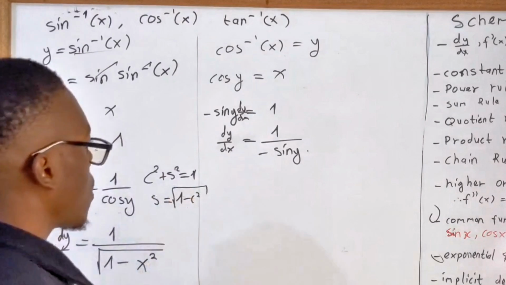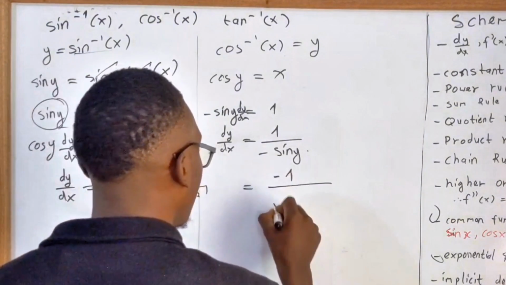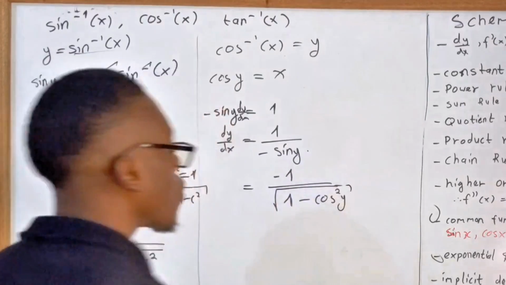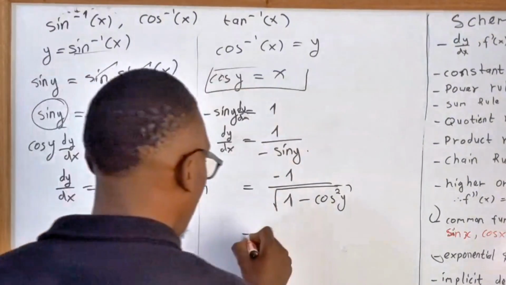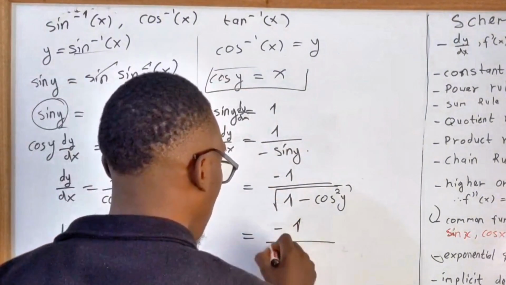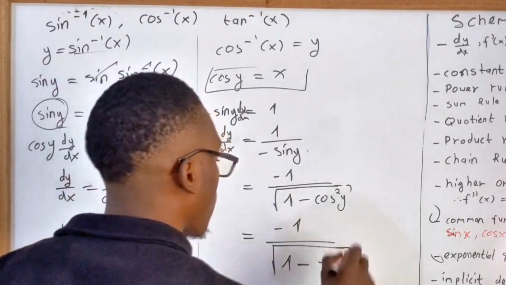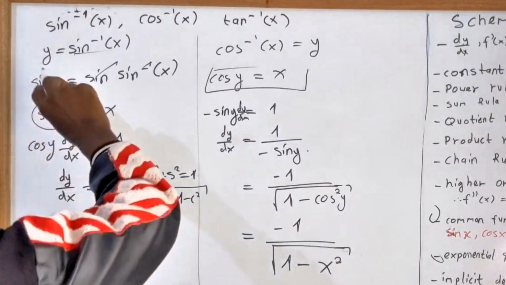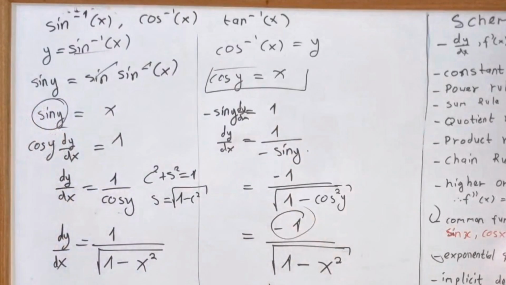Hence, we are going to have negative 1 over the square root of 1 minus cos squared y. And cos y, coming back here, is equal to x. That will be equal to minus 1 over the square root of 1 minus x squared. And that is exactly what we have. Meaning the difference between the derivative of sine inverse of x and cos inverse of x is negative. It's negative at the denominator here. Take that into consideration. Let us move to the last part, that is tan.